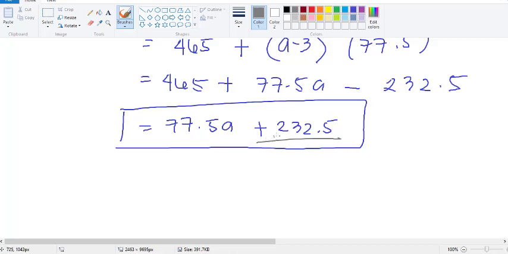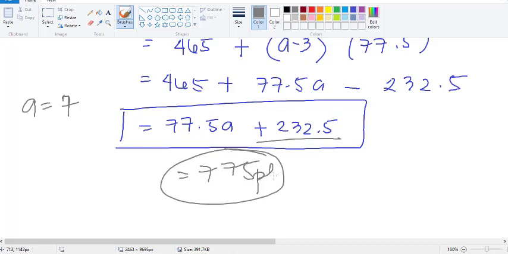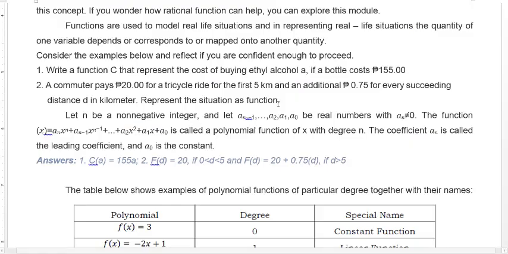Okay? So just to try, for example, ang binili mo na bottles of alcohol, isopropyl alcohol is, let's say 7, for example. So, magkano lahat ang babayaran mo? 77.5 times 7 plus 232.5 is equals to 775 pesos PHP. Okay. So, that is one example of that.